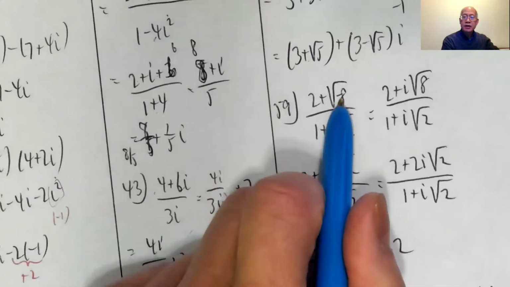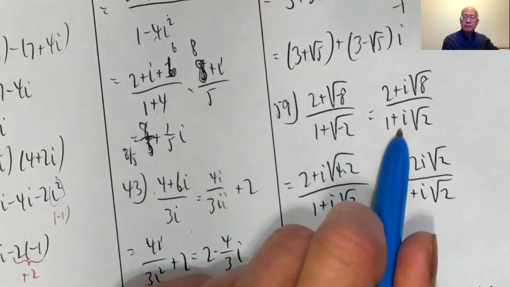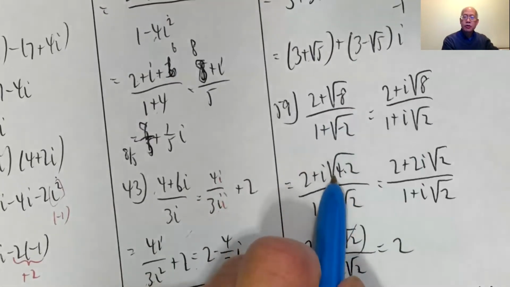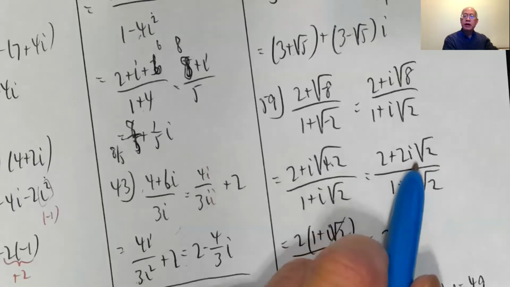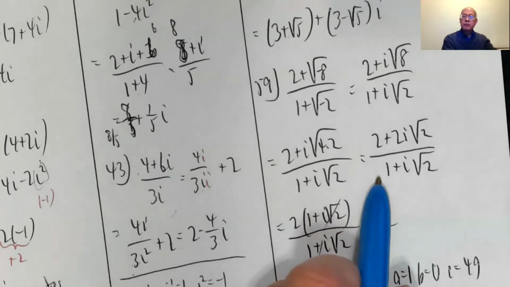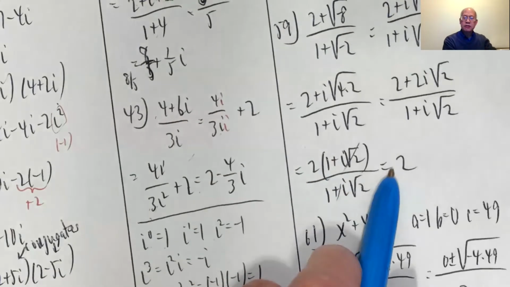59, take out the i there, take out the i there. Radical 8 is 4 times 2, take out the 4 as 2, so 2 plus 2i radical 2 over 1 plus i radical 2, factor out a 2, and then this cancels with that, so the final answer is just 2.